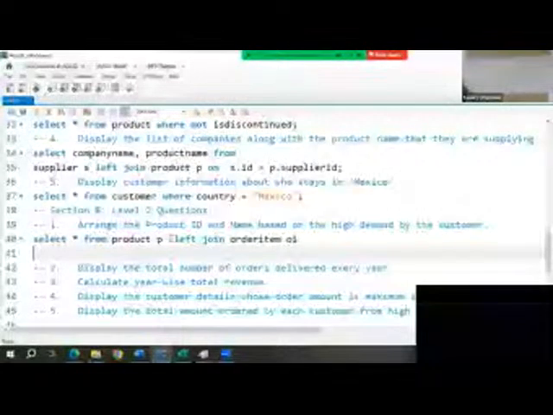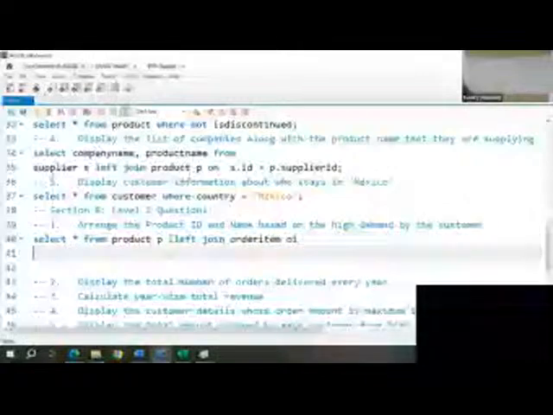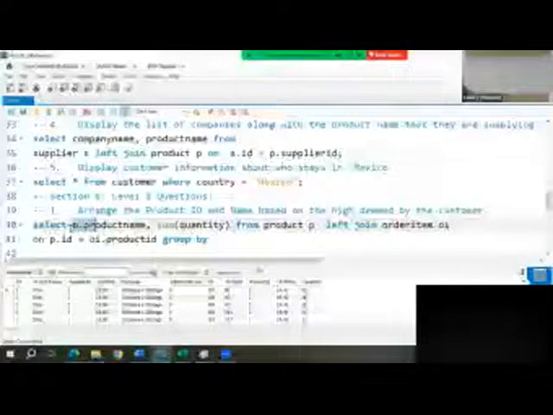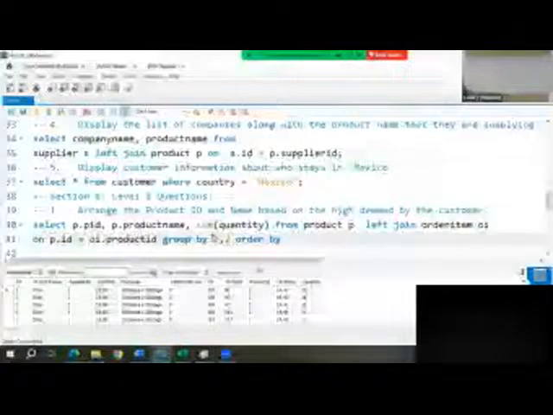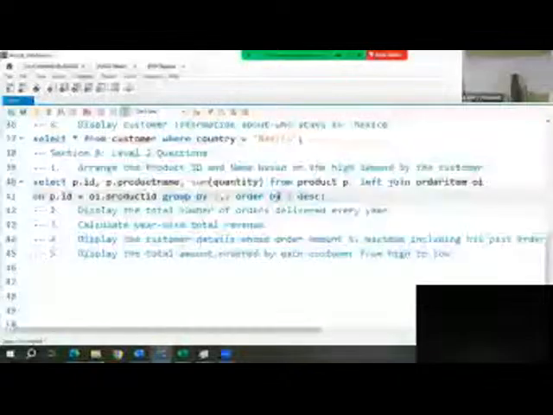Use the Home and End keys to navigate. Don't use start, end for getting to the end of the line, it will be very useful. So on P dot ID is equal to OI dot product ID, then the product name, and then I have to sum quantity. Sum this quantity, of course, group by. You cannot group by product name alone. So let me order by 3 in descending order. Okay, P dot ID. So these are the most in demand, based on our assumption. That is all.